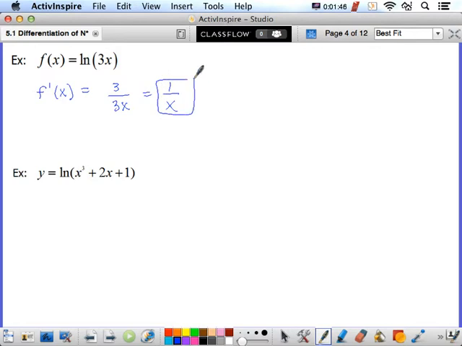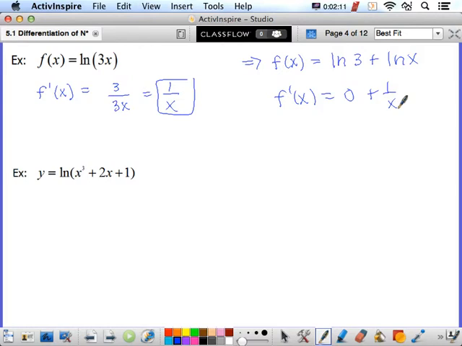Here's why. If I take the original function and I split it using the properties, that would be the natural log of 3 plus the natural log of x. Right, guys? Right. Okay. And the derivative of a constant is just 0, and the derivative of this is 1 over x. So that is why they end up having the same derivative.